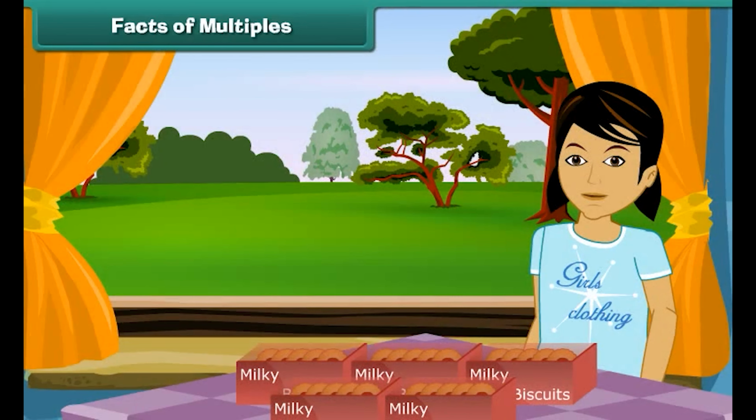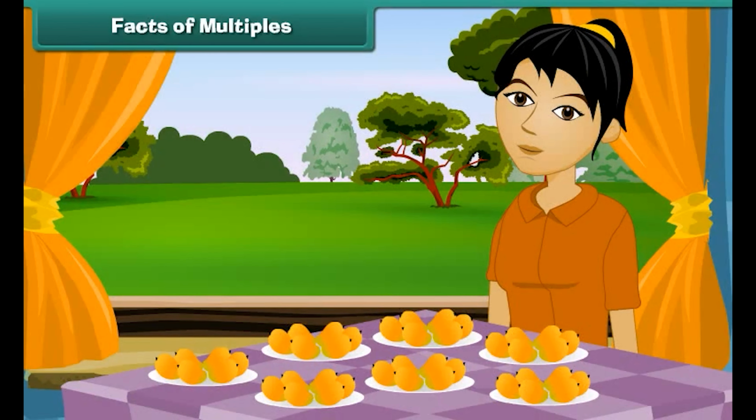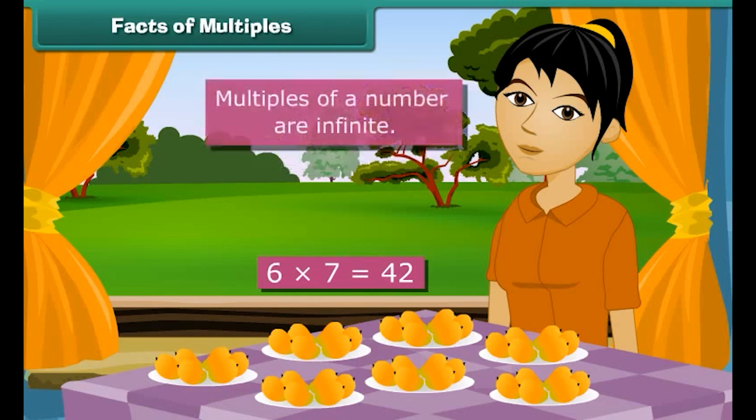Prerna buys 2 more packets of 5 biscuits each. The total number of biscuits is 5 multiplied by 5 is equal to 25. Rashmi buys 3 more kgs of 6 mangoes each. The total number of mangoes is 6 multiplied by 7 is equal to 42. It is clear from these figures that a new multiple of a number can be generated by multiplying it with a new number. Therefore, multiples of a number are infinite.